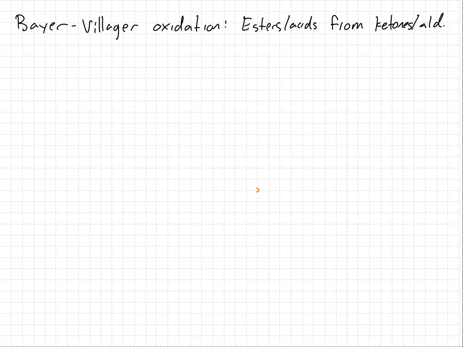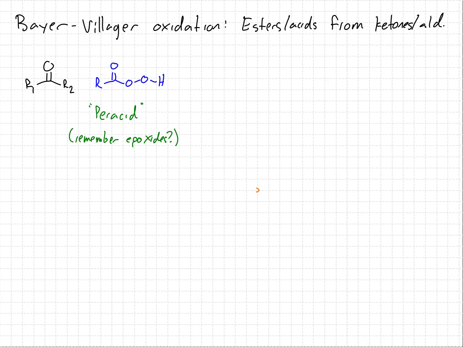Let's talk about the Baeyer-Villiger oxidation now. This is a way of synthesizing esters and carboxylic acids from ketones and aldehydes, respectively. The way the Baeyer-Villiger oxidation works is you combine a ketone or aldehyde along with a per acid.